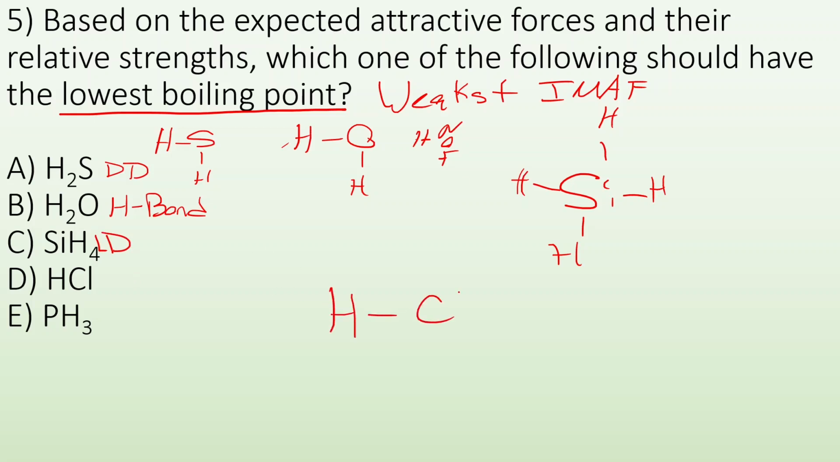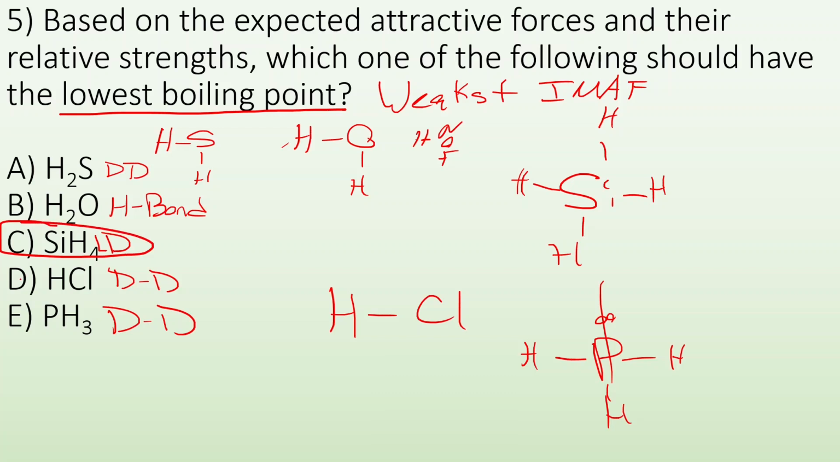HCl is going to be a polar molecule, so it's going to have dipole attraction. And PH3 is going to look a lot like NH3, except with phosphorus there. And it's going to be a polar molecule, which tells me that it also has dipole-dipole. So which one of these is going to have the weakest attractive forces? It's going to be choice C, the one with the London dispersion as its only attractive force.